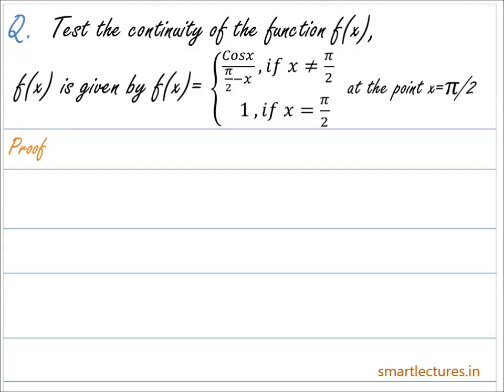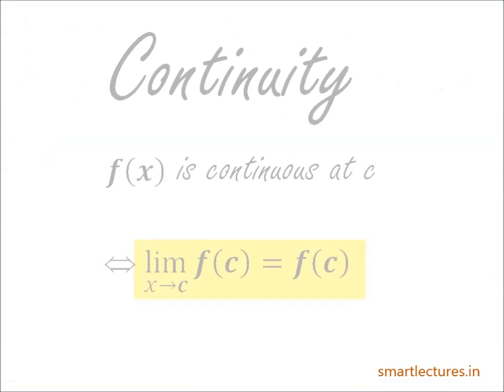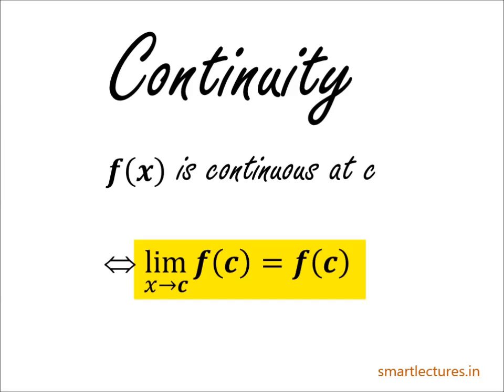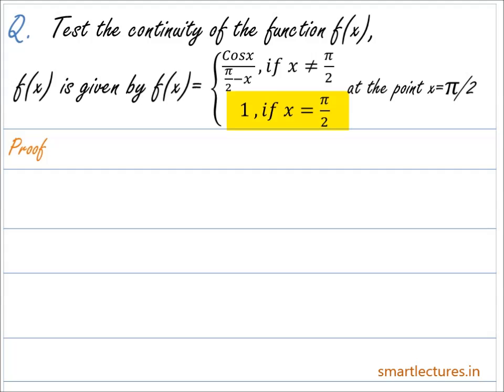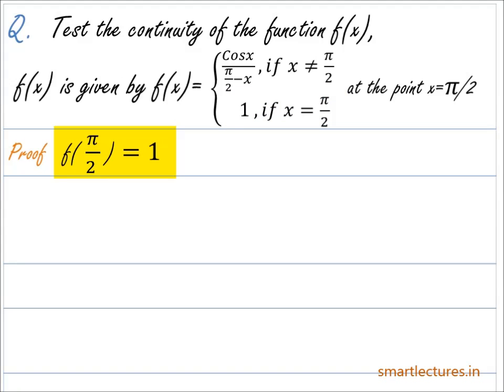You know it very well that a function is continuous at a point if and only if the value of the function at that point is equal to the limit of the function at that point. Now what's the value of the function at the point x = π/2? As per the definition of the function f(x), we are given that f(x) = 1 when x = π/2. That means f(π/2) = 1.